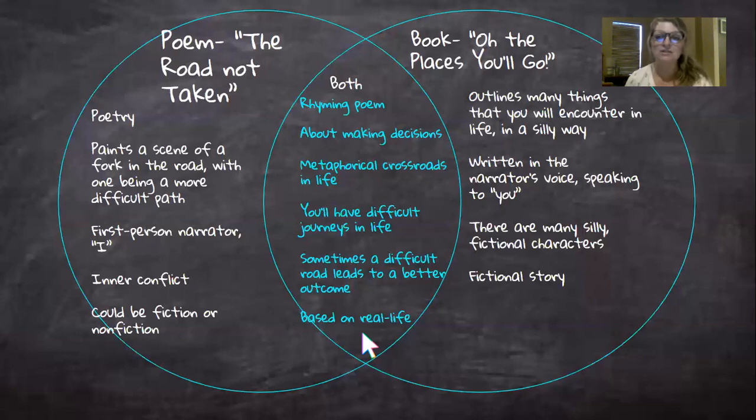So I hope you can see the difference in the genres, that one is a poem and one is a story, but also see the comparisons between the two. Even though they're different genres, they have a lot of comparisons. Look at this middle category. That was a tongue twister. They have similarities, and we listed quite a few. Okay, so that is your Venn diagram for The Road Not Taken by Robert Frost and Oh, the Places You'll Go by Dr. Seuss.